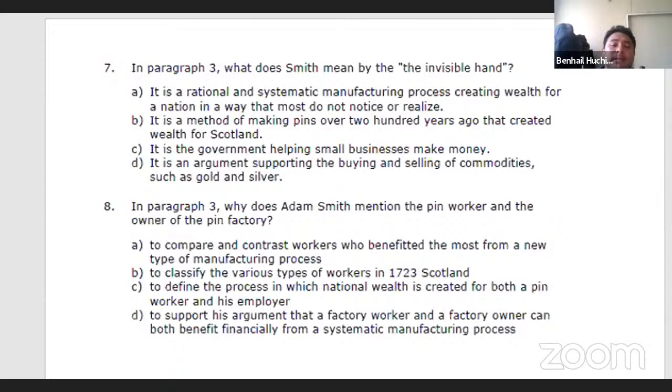Now, it says in paragraph 3, what does Smith mean by the invisible hand? So you have to check what the keyword is, the word that is related to the answer. What you need to find in the lecture is the invisible hand, because it's asking what that means. So you have to be sure about it.